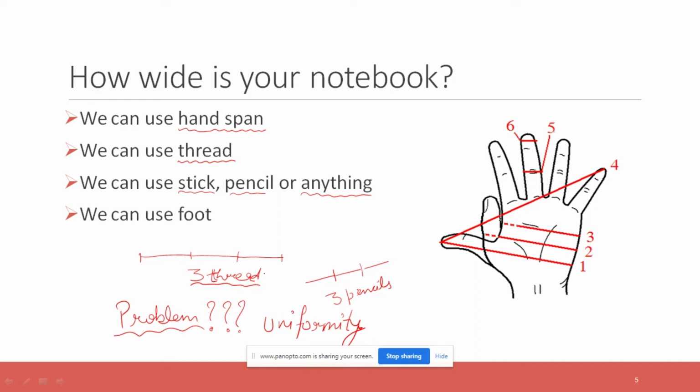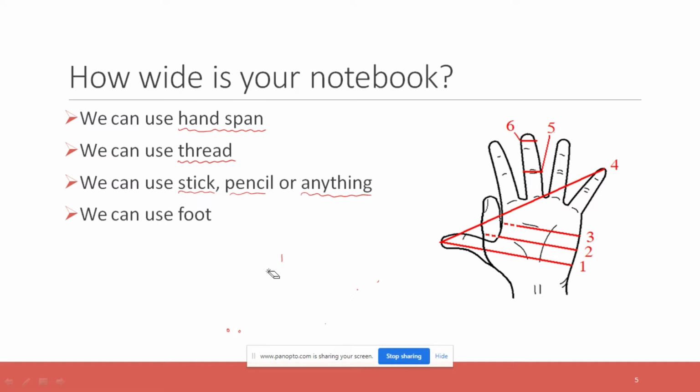For example, suppose that you have measured your notebook and your friend has also measured the same notebook with the handspan, right? But let's say that your hand is bigger than your friend's hand. So what will happen? The measurement values will be different for both of you, right? So this is the major problem. If we are measuring using our handspan or the stick or the thread or the pencil, the values will be different for different men and women.